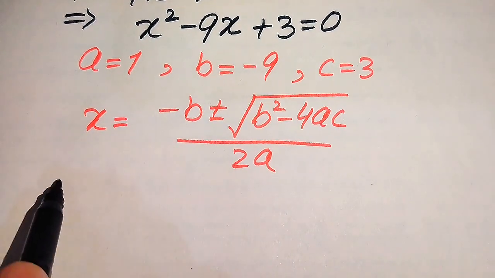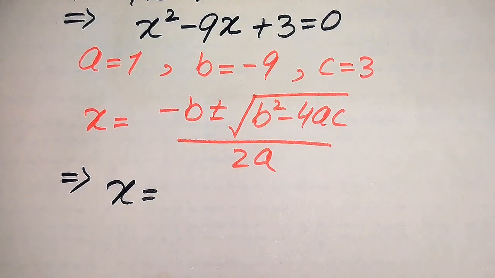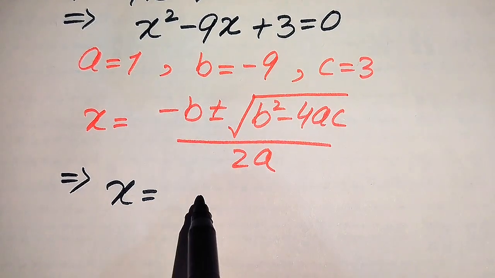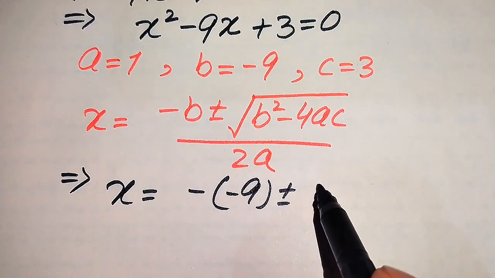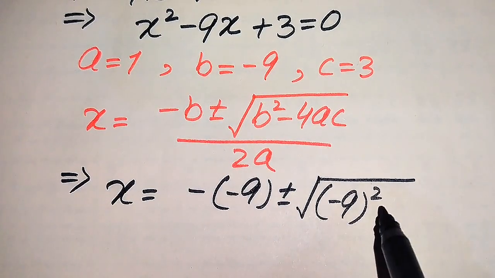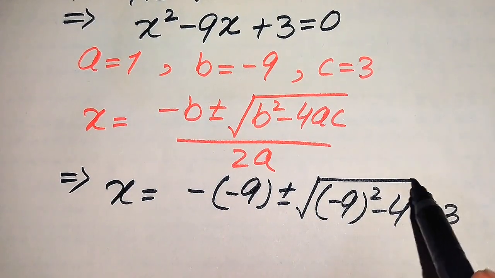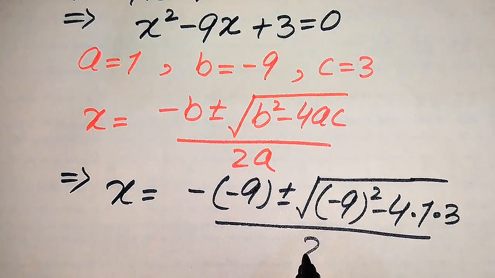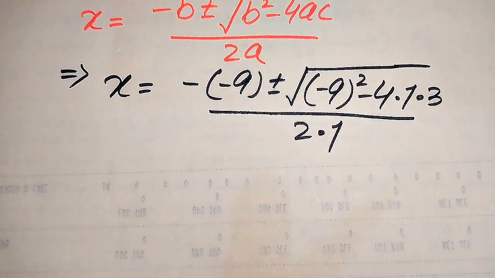And now further in the next step we need to substitute the above values of a, b and c in this formula, and after substituting these values it will be written as minus b, the value of b is minus 9, plus minus square root of b square, b is minus 9 square, minus 4 times a which is 1, and c which is 3, and it is divided by 2 times a, and here our a is equal to 1.